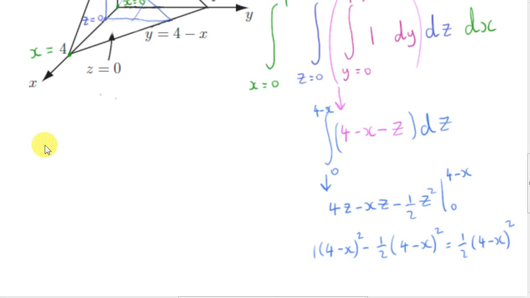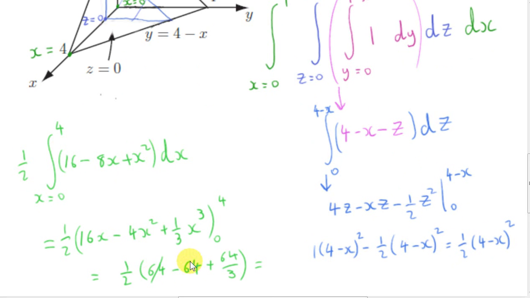Now let's take the last integral. I'll write it over here. Integrating from x equals 0 to 4 of this thing here. I'll expand this out. I'll take the half outside. If we expand this out, we get 16 minus 8x plus x squared. And we have to integrate this with respect to x. Okay, this is straightforward. If you work this out, we end up with 32 over 3.